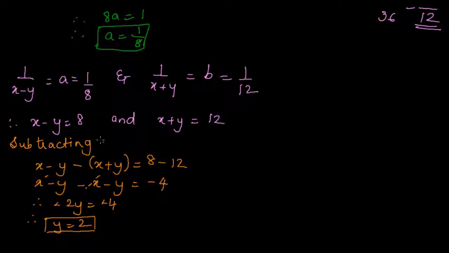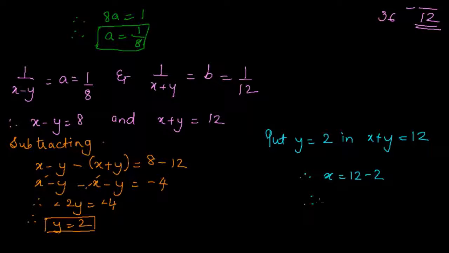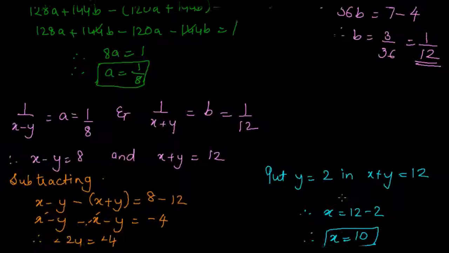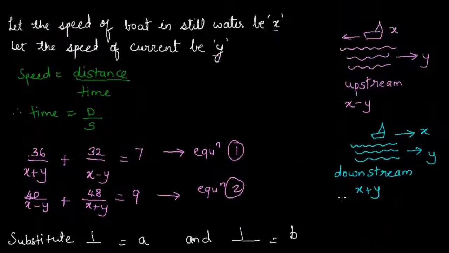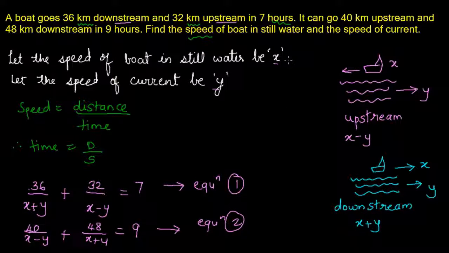Now substitute this in either of these equations and get the value for x. So say put y is equal to 2 in x plus y equal to 12. Therefore, x is equal to 12 minus 2, and therefore x is equal to 10. So we have got the values for x and y, which is 10 and 2. So the speed of boat in still water, which is x, is equal to 10 and that of current is equal to 2.